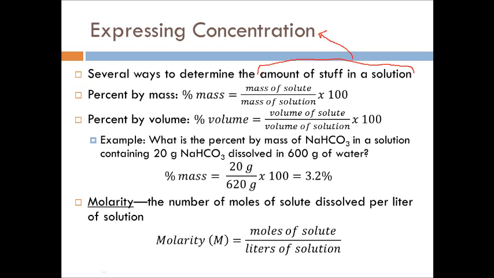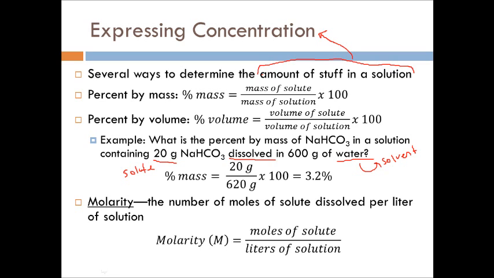Now, let's look at an example real quick. What is the percent by mass of baking soda, or sodium bicarbonate, in a solution containing 20 grams dissolved in 600 grams of water? So what you do is you take the 20 grams here, that's your solute, because that's what's being dissolved in the other thing. So when you see "dissolved in," the first part is the solute. The second part here, water, which I said before, is your solvent. Again, water most of the time is going to be your solvent.